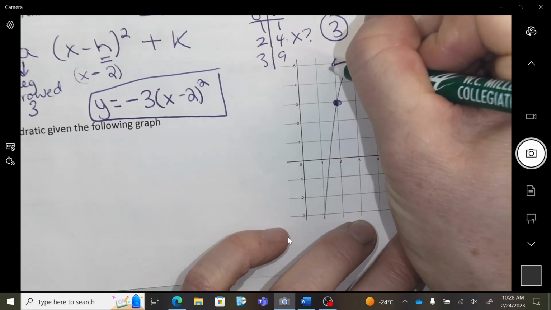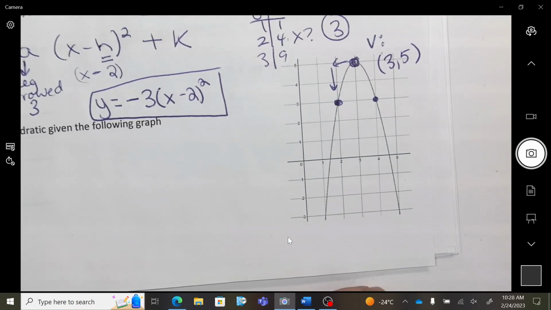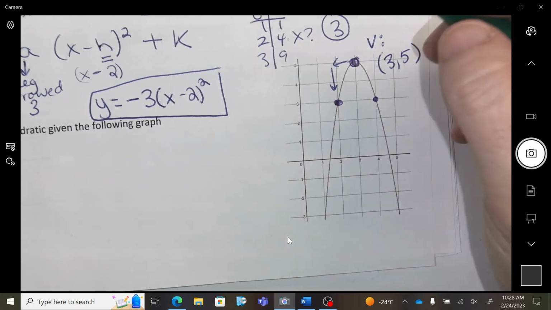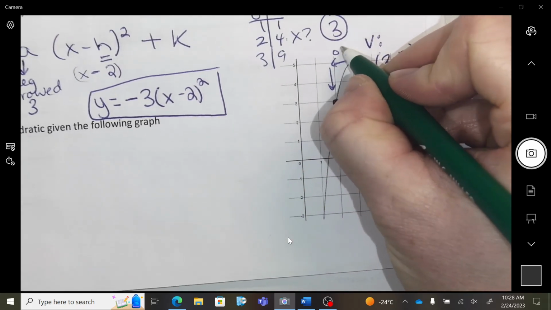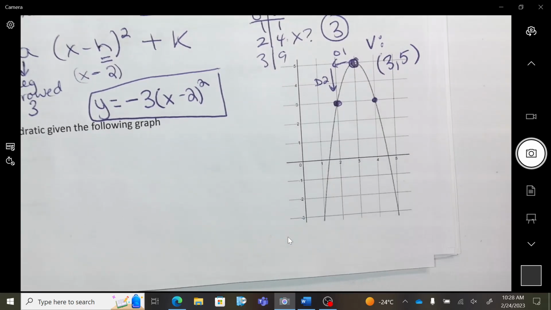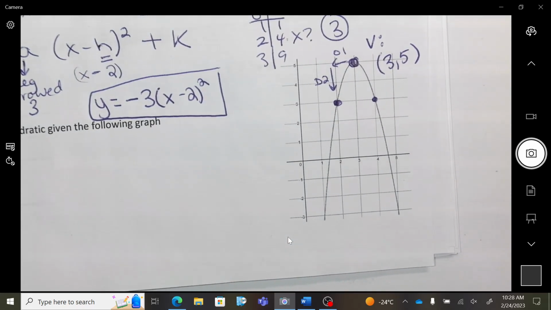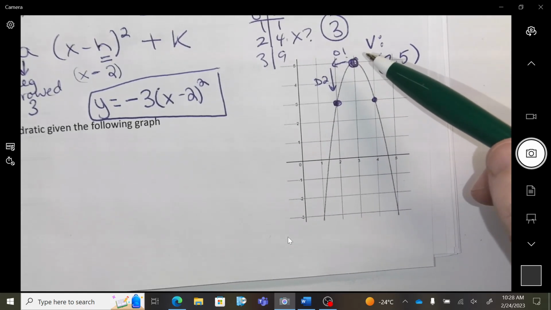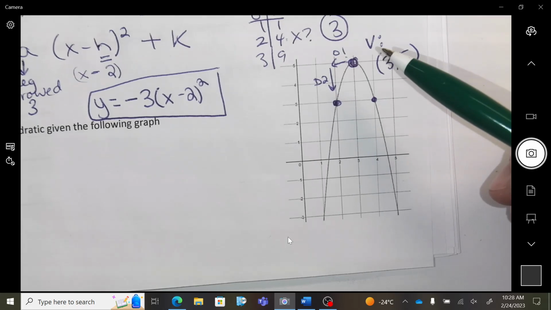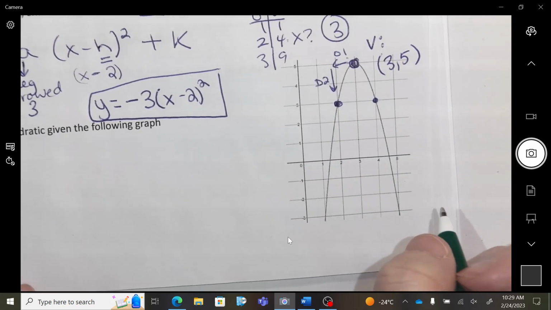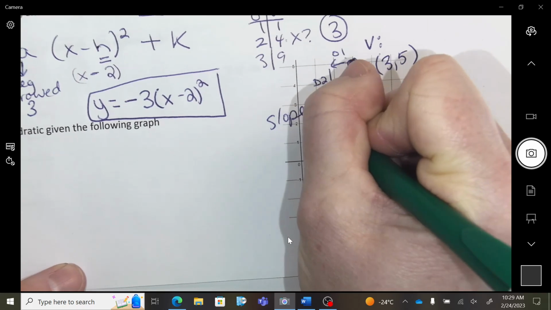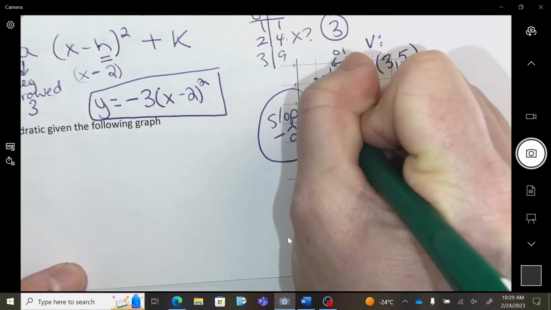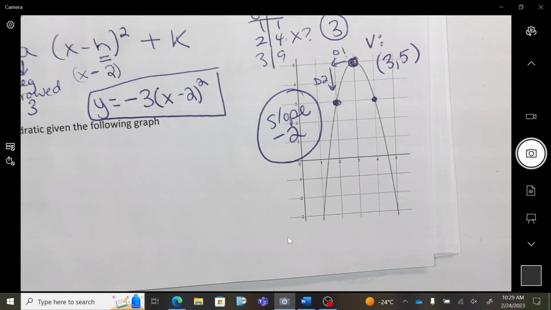I'm going to talk about how did I move there. How much did I move over? So I moved over 1 and I went down 2 and I got to a point. So then I've got to think about my slope multiplier. If you go over 1, you should move up 1. But I went down 2. So what is my slope? My slope is negative 2.